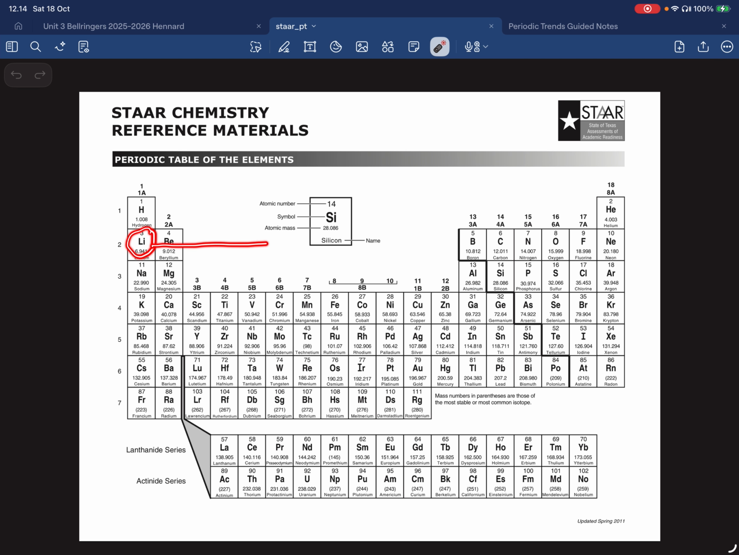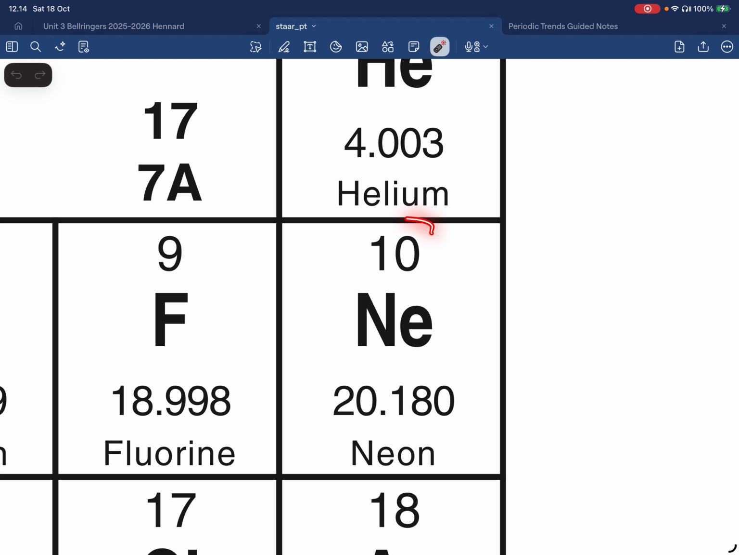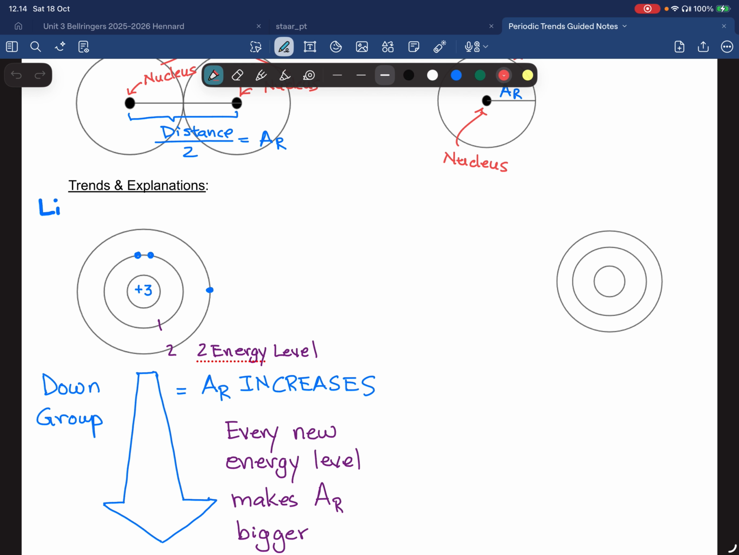So we're going to go all the way across the period to neon, right? Because we're doing the trend across a period. So we're going to zoom in on neon. Neon has 10 electrons and it's in period 2. So we are going to be having a look at neon. Now, we just discovered that neon has a positive 10 in the nucleus because of the 10 protons. And so that means we've got 1, 2, 3, 4, 5, 6, 7, 8, 9, 10 electrons.